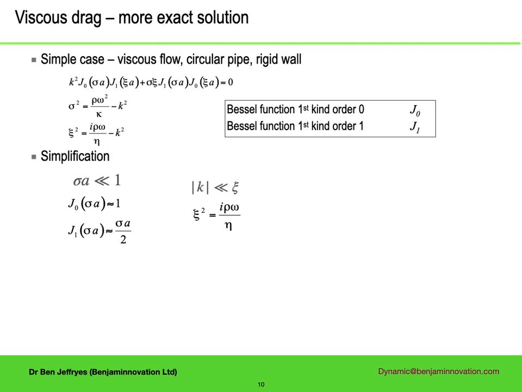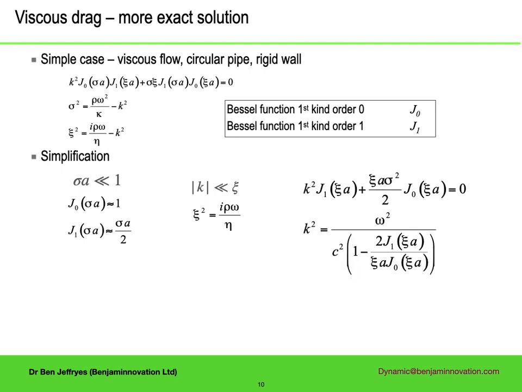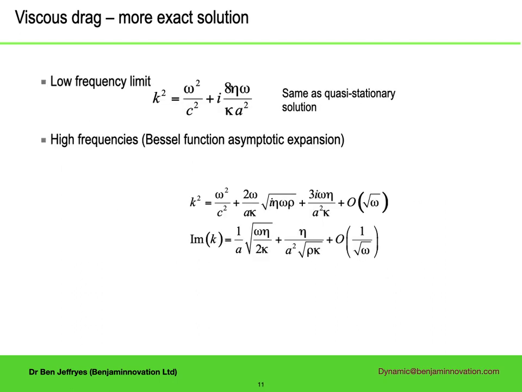Conversely, the equation for chi is dominated by the first term, and so depends only on frequency. Substituting into the equation for wave number, a surprisingly simple solution for k appears in terms of Bessel functions of a complex argument. The low frequency limit is, as expected, the quasi-stationary solution, which is comforting.